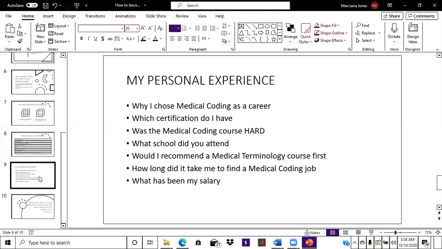So this is the big thing I want to talk about. How long did it take me to find a medical coding job? I hear a lot of people say, don't get your expectations up. You're not going to find a job. It's going to take you too long. I'm sorry, I just call those people negative Nancys. You can be realistic without killing somebody's dream.